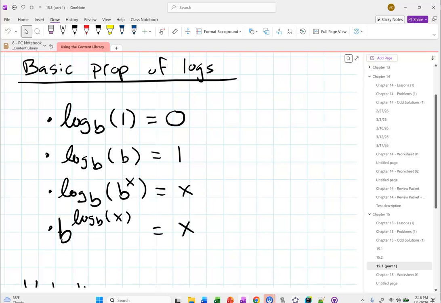Or b to the log base b of x power. Again, the exponent base cancels the logarithm, and we're left with just the x there as well. What do you guys think? It's okay? Okay.